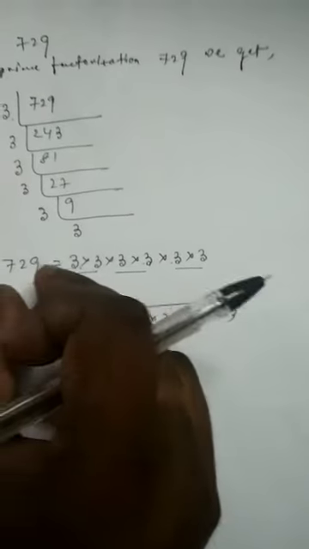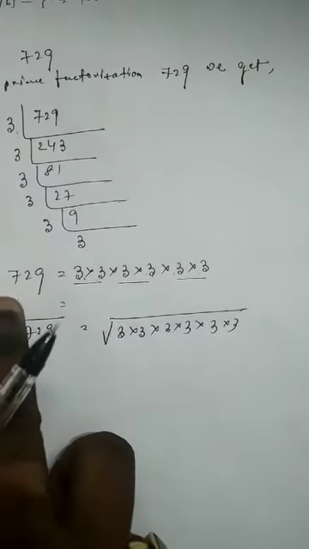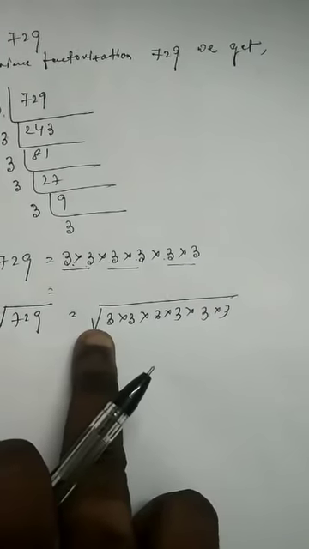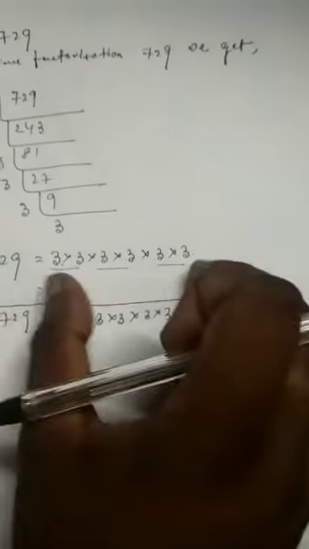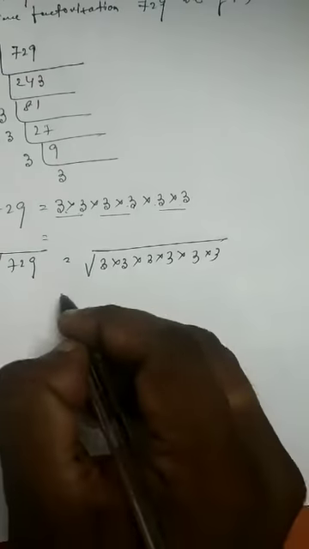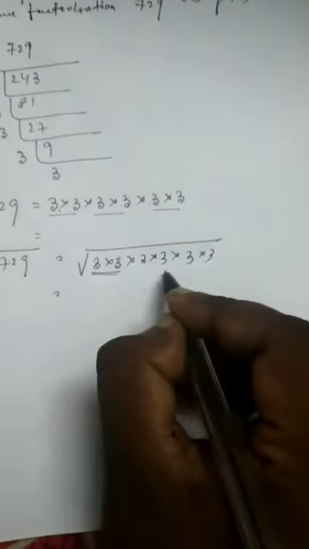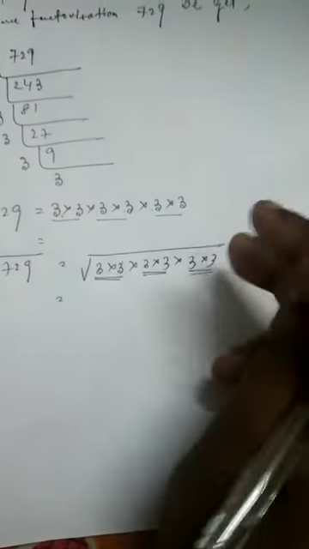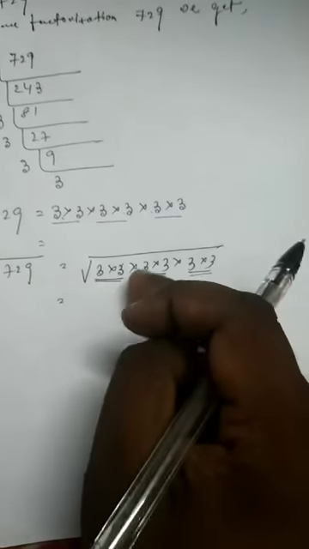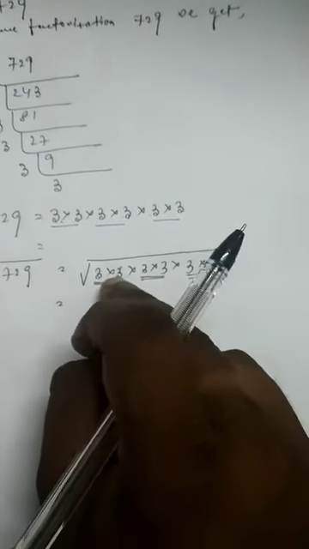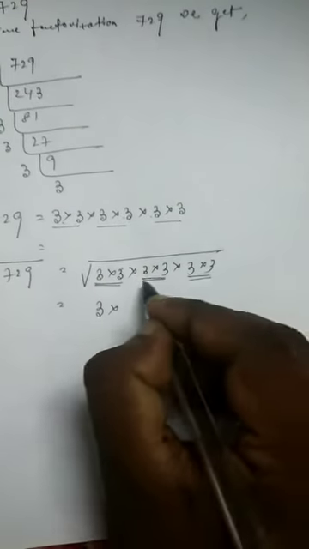Means I used root over for both the sides, for left hand side and right hand side. So root over 729 is equal to root over 3 into 3, means whatever I got from here, I wrote over here. So now whenever we have root over, you have to find pairs. Here is a pair, here is a pair, here is a pair. From each pair, one number will come out. So from here, 3 into 3, one 3 will come out.